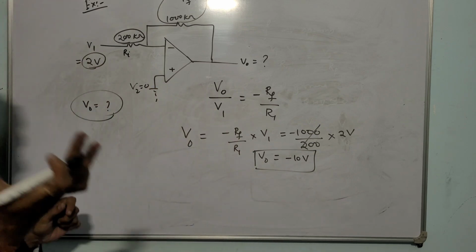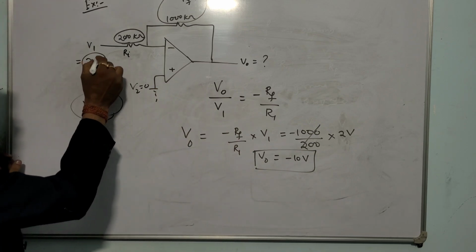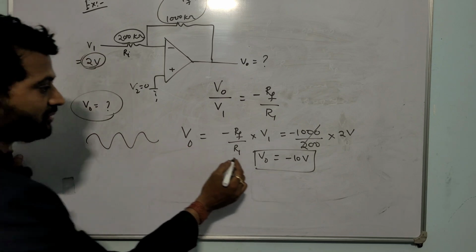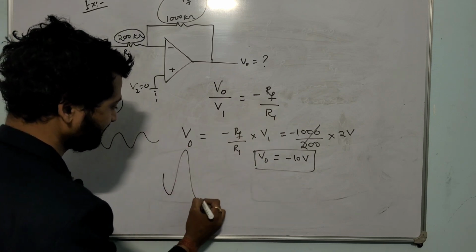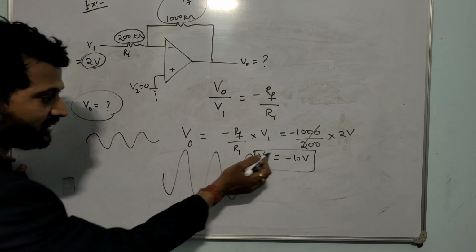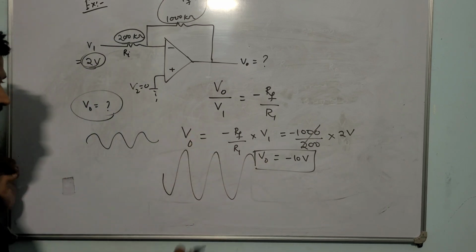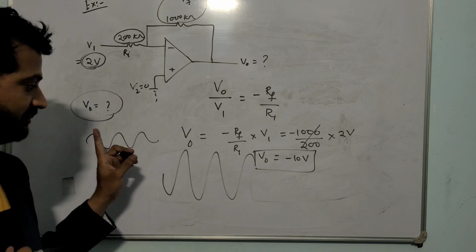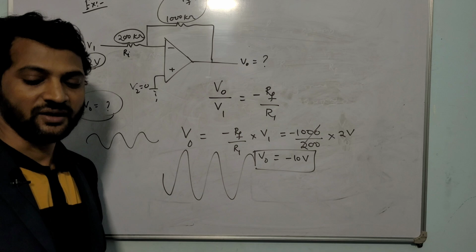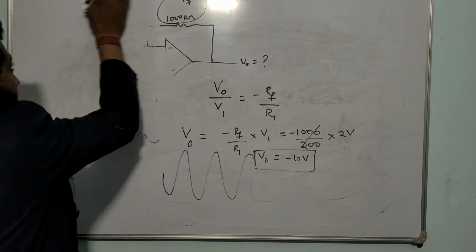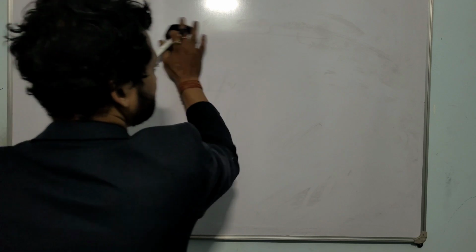is an inverting operational amplifier, if this voltage is like this, the output voltage will be coming in this way. Understood, the magnitude is 2 volt and the magnitude is 10 volt but in inverting way. So the phase difference between the two waves, input and output, is 180 degree. So that kind of question you may get in exam.